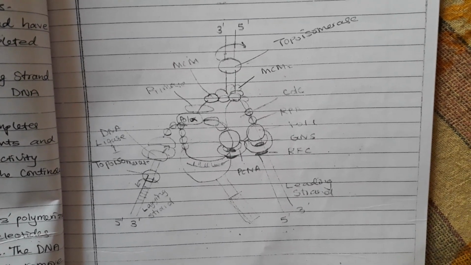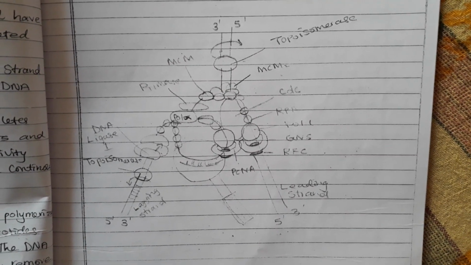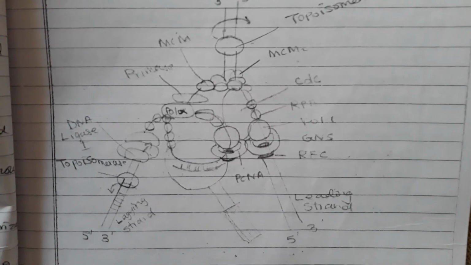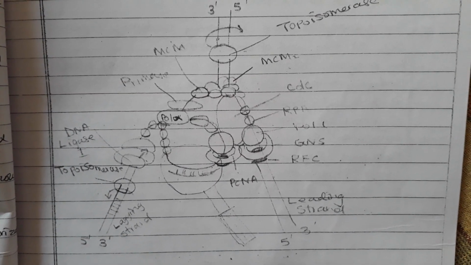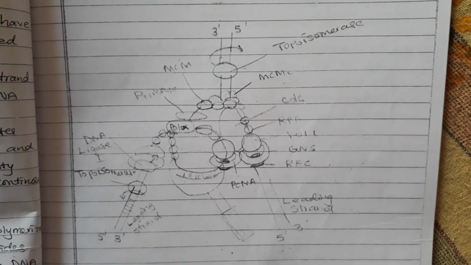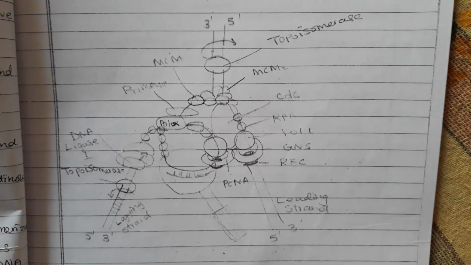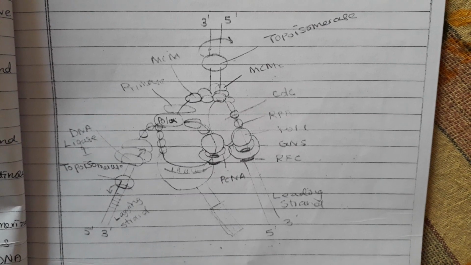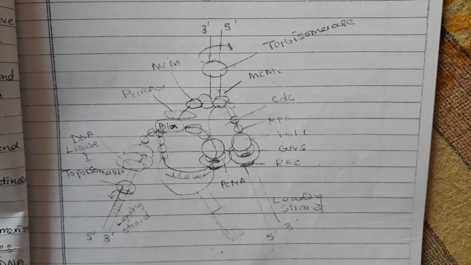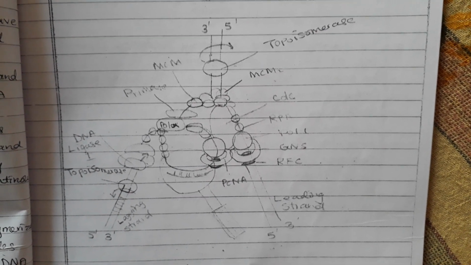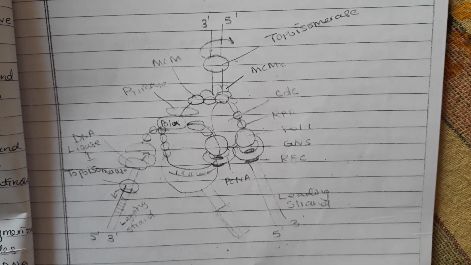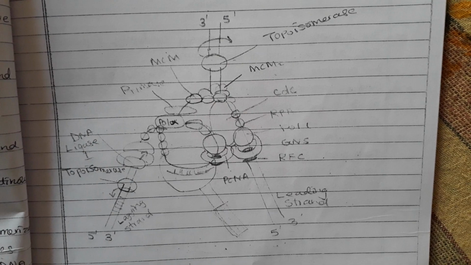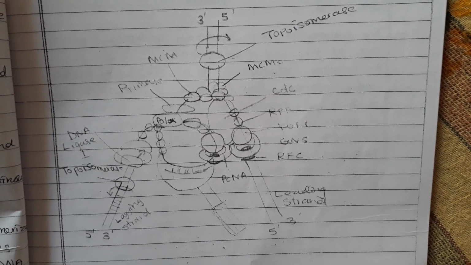Now, here is the diagram of the elongation phase of DNA replication. You can see the lagging strand, you can see the leading strand. All the enzymes that are involved: the topoisomerase, the primase, DNA ligase, DNA polymerases, and the other proteins, MCM, CDC, RPA, and all others. PCNA is also here, and here is the helicase acting as the helicase.